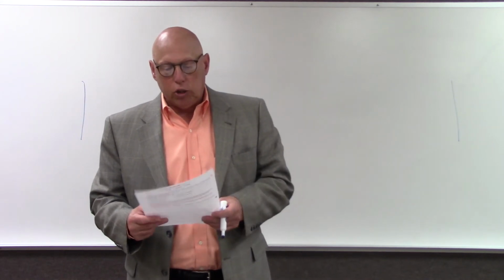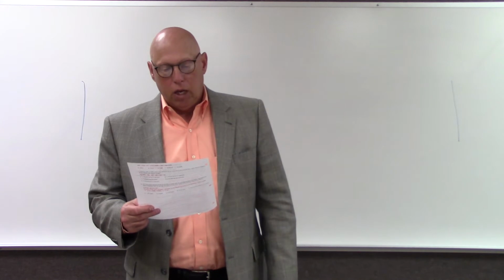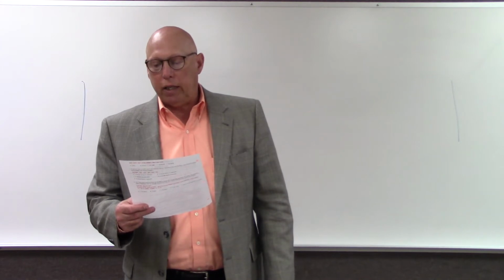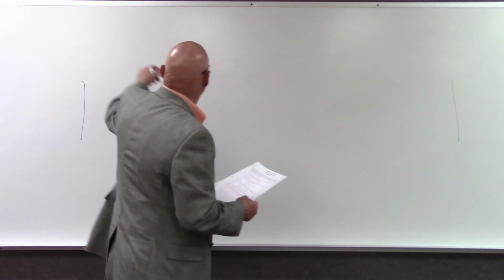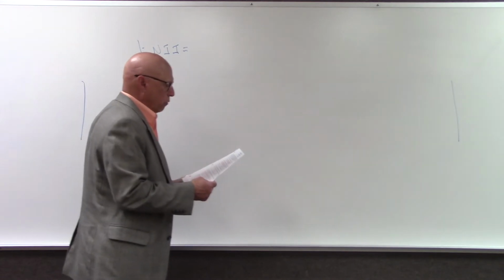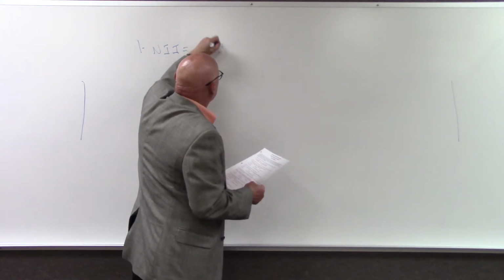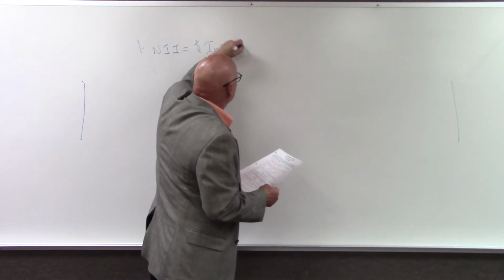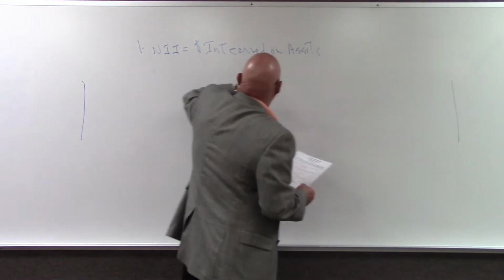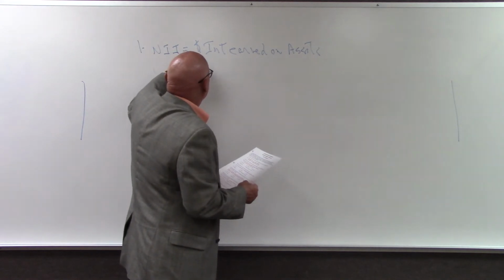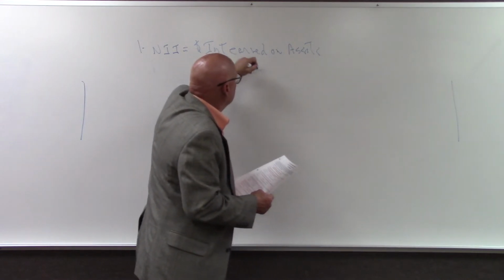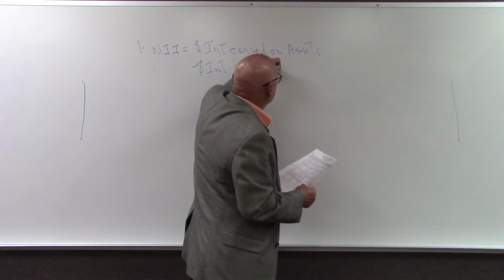Okay. Question number one. If interest rates do not change in the next 90 days, what is this bank's net interest income? So question number one, NII equals, and the formula is the dollar interest earned on assets minus the dollar interest paid on liabilities.